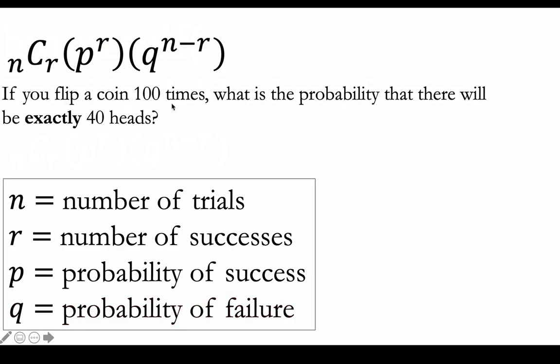Imagine you flip a coin 100 times. What is the probability that there will be exactly 40 heads? Now, if you see this phrase, exactly 40 heads, that's when you're going to be using the binomial PDF function.